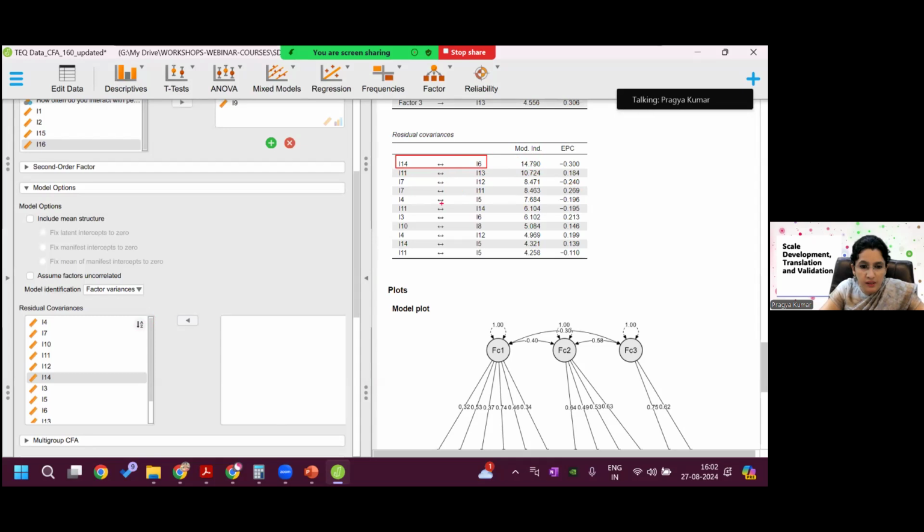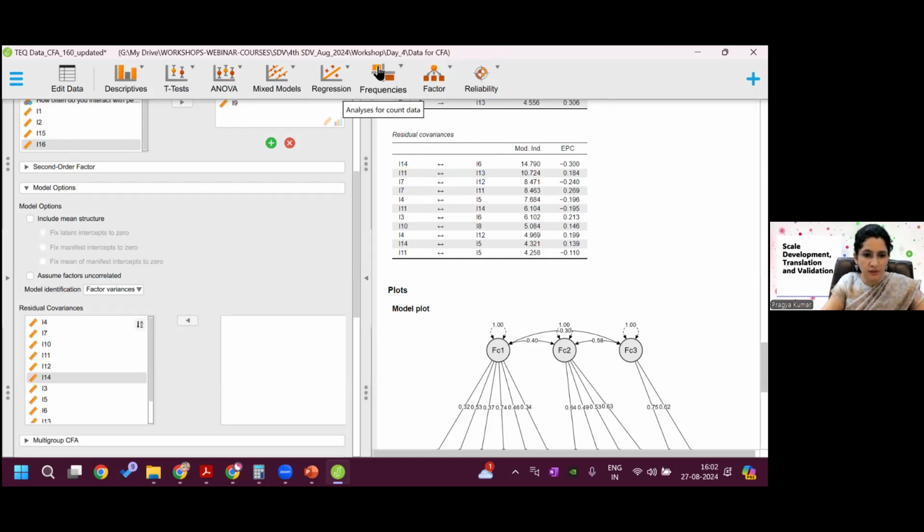If you see this, 7 and 12: 7 is in factor 1 and 12 is in factor 1. Yes, you can take this. Just for demonstration, I am showing 7 and 12, this one, and 7 and 11 also. Any other? 4, 5? No, 4 is in one and 5 is in the other. 11, 14? Yes, 11, 14 can be done.